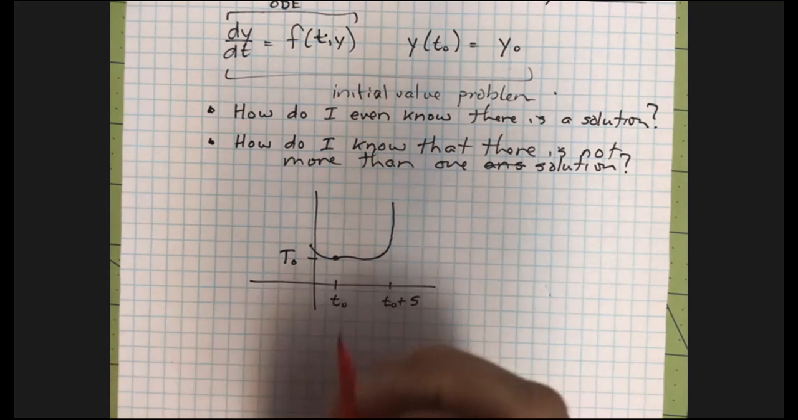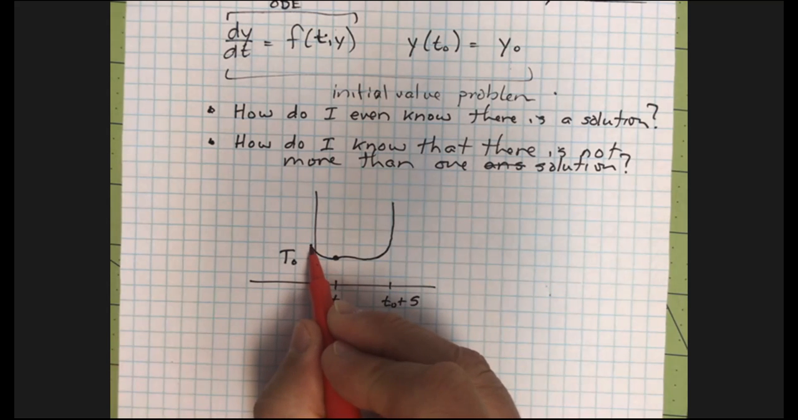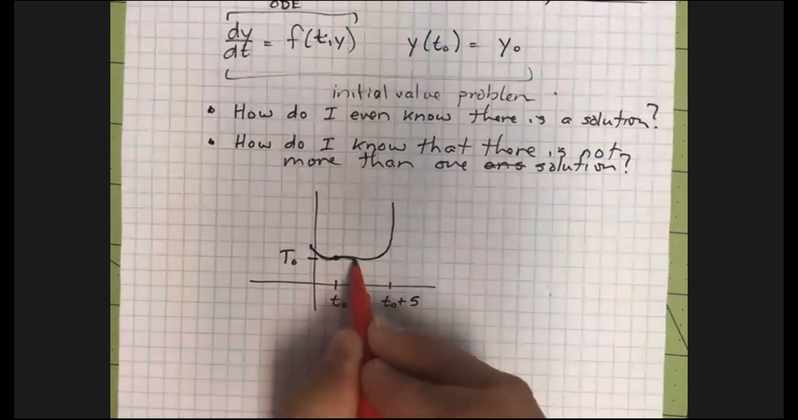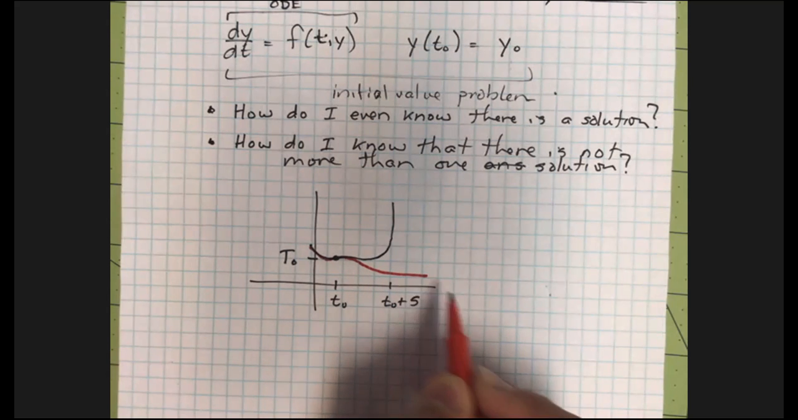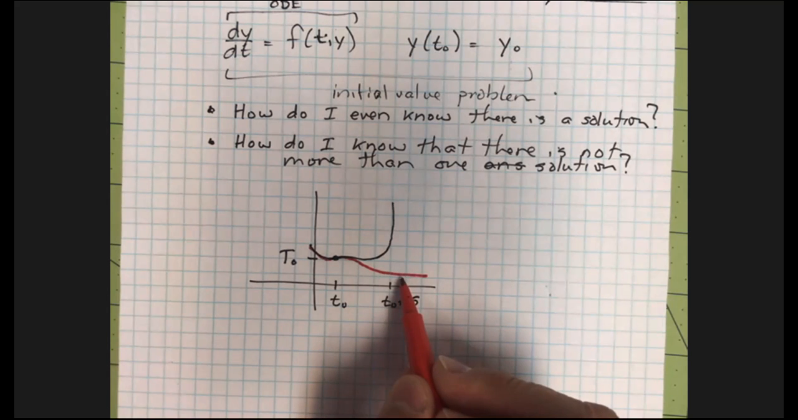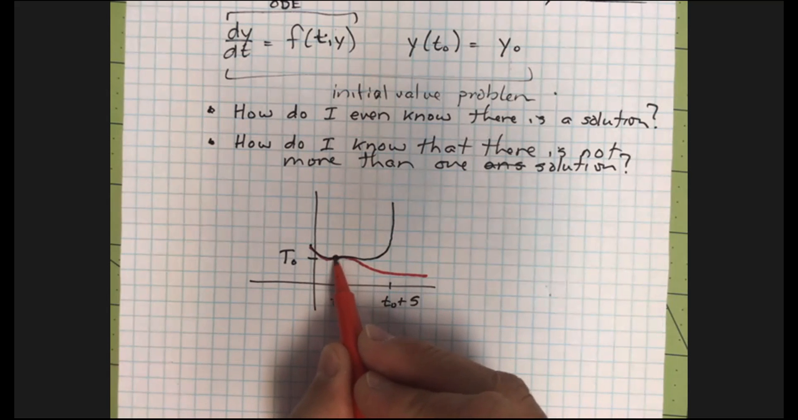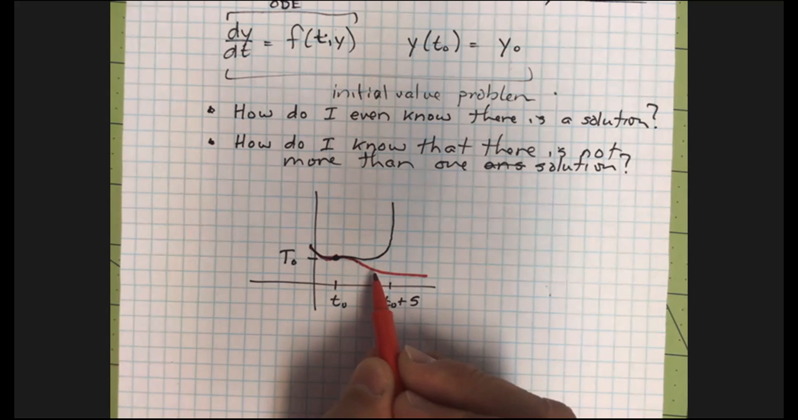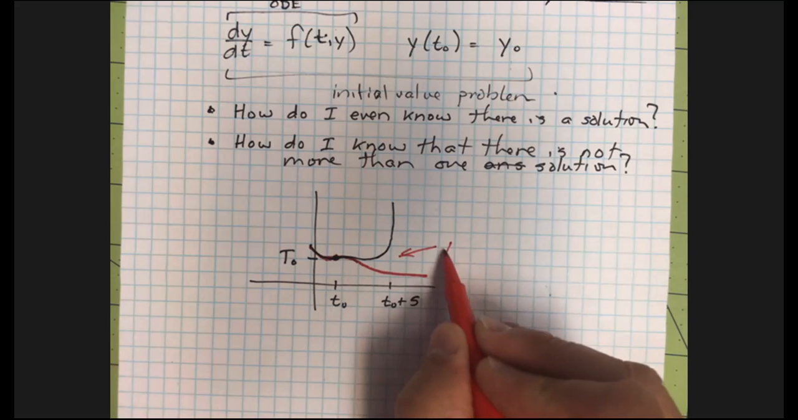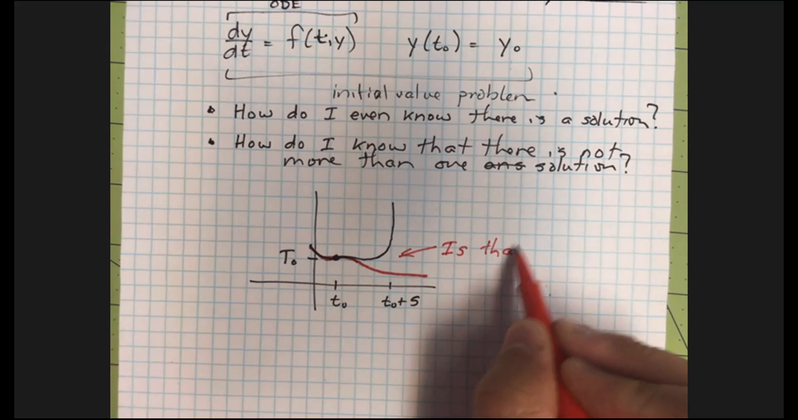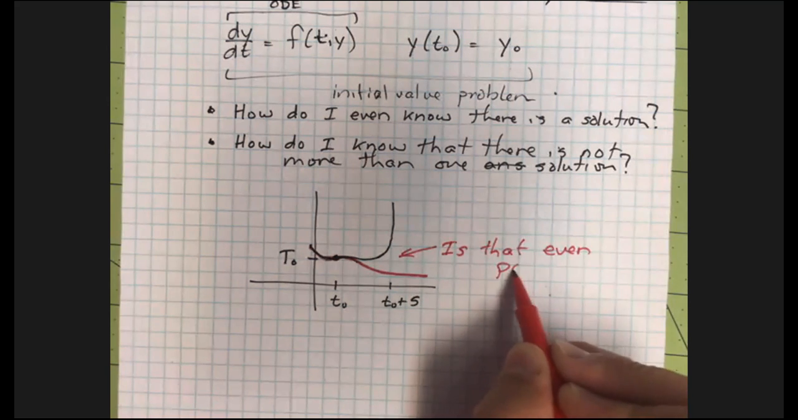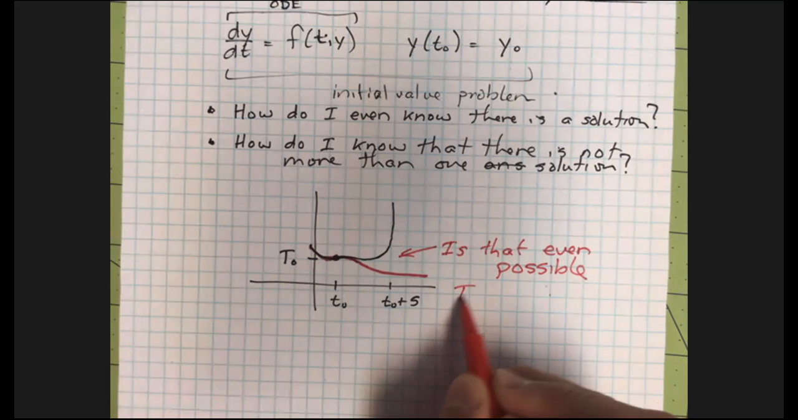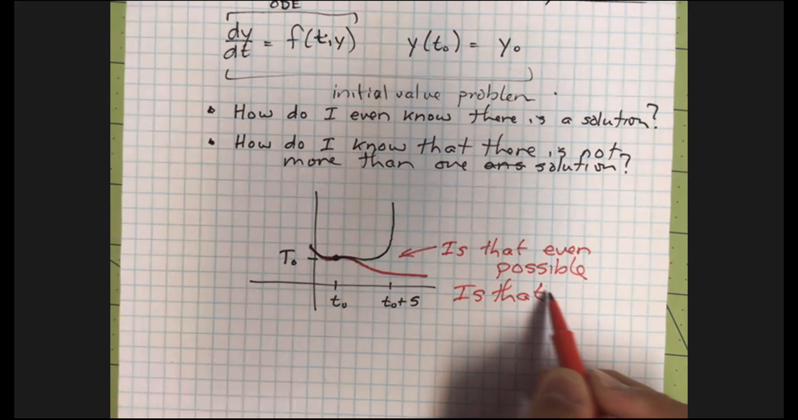But wait a minute, your lab partner has also solved the differential equation and says, yeah, you're right. But I think that liquid's going to cool off and become stable. Now here I've drawn two different functions. They both go through the initial value. They both satisfy the same direction flow for a short time, but then they diverged. Is that even possible? Is that a thing, as my daughter would say.